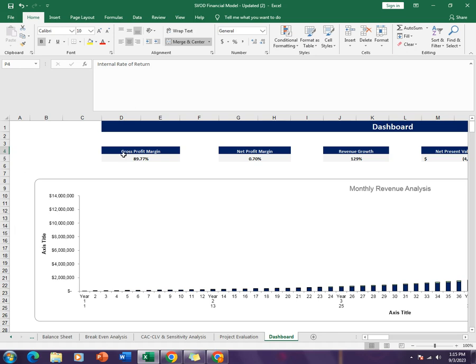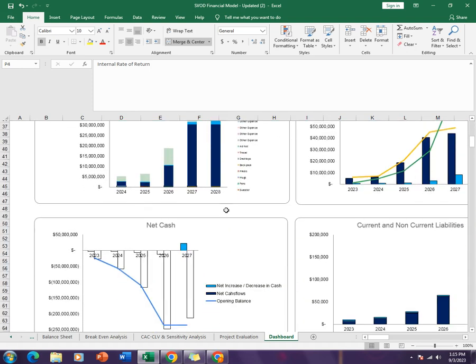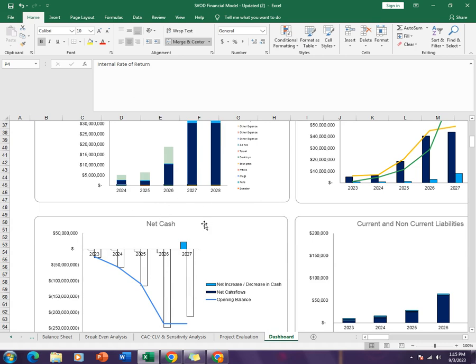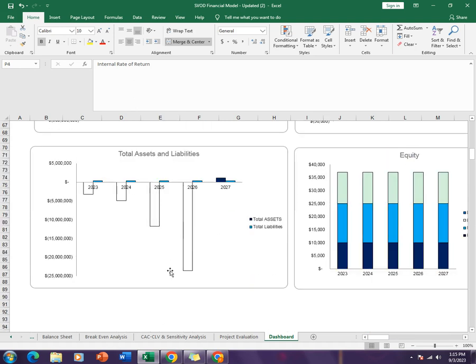It gives you the KPIs of the company, as well as all the information in graphical form, so all the financial decisions can be made much easier, more accurately, and as fast as possible.